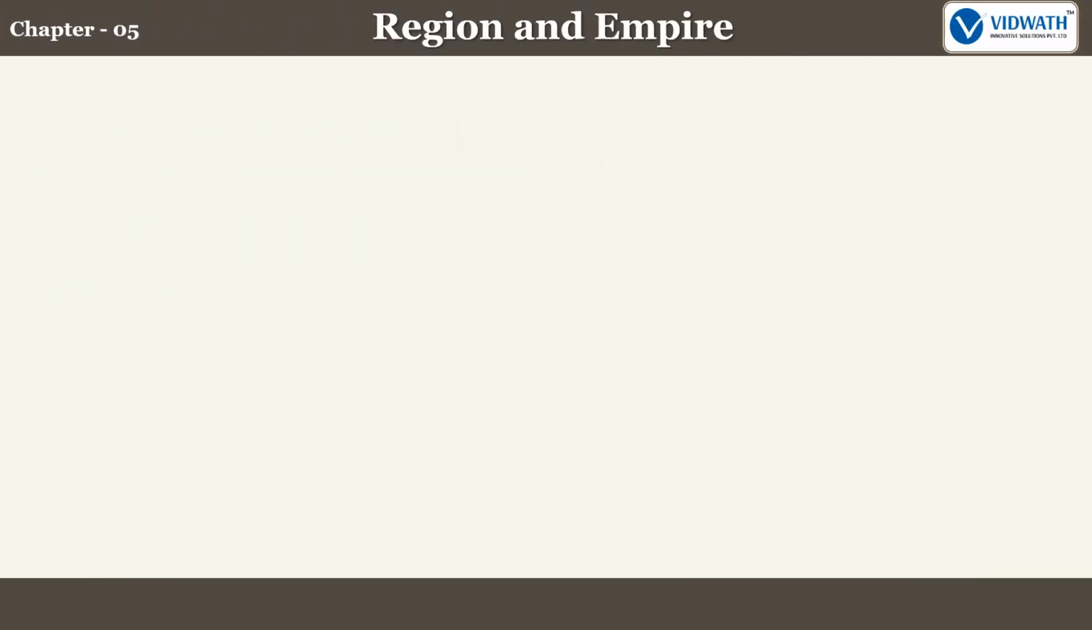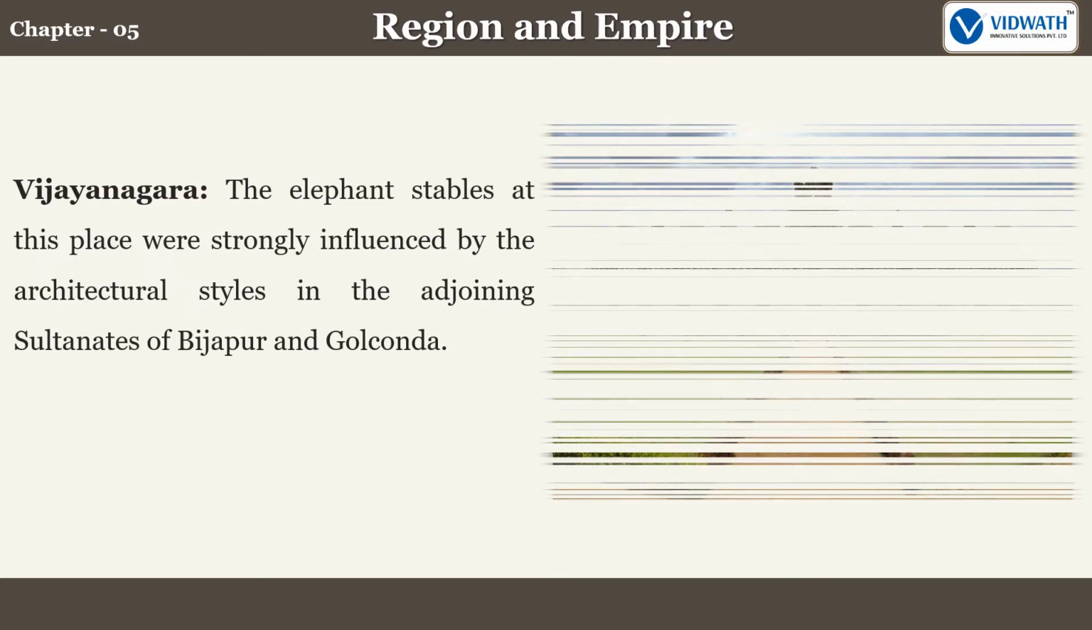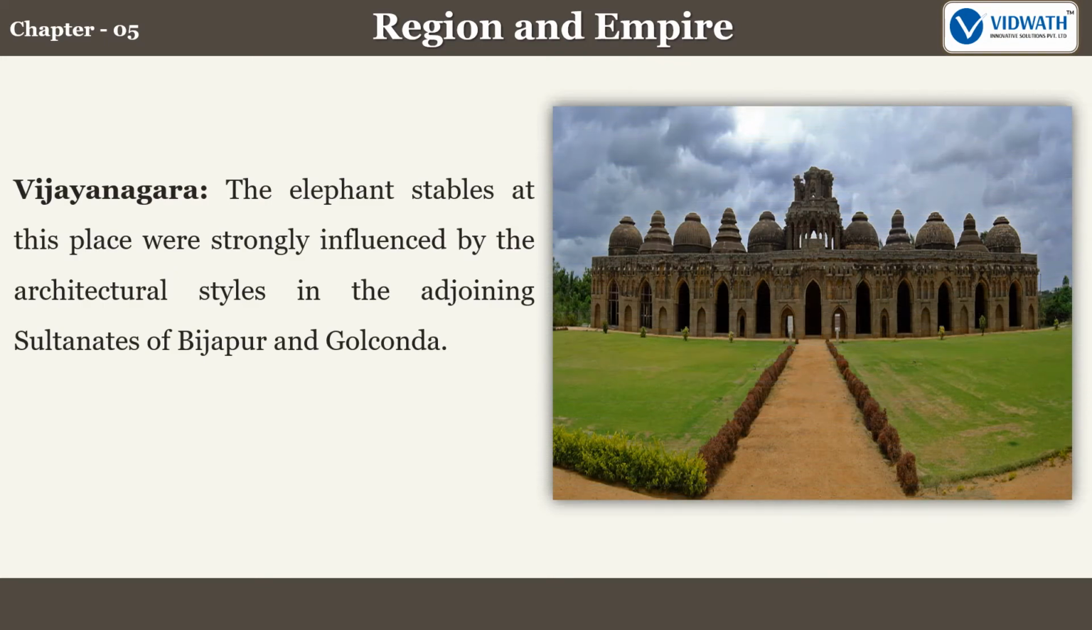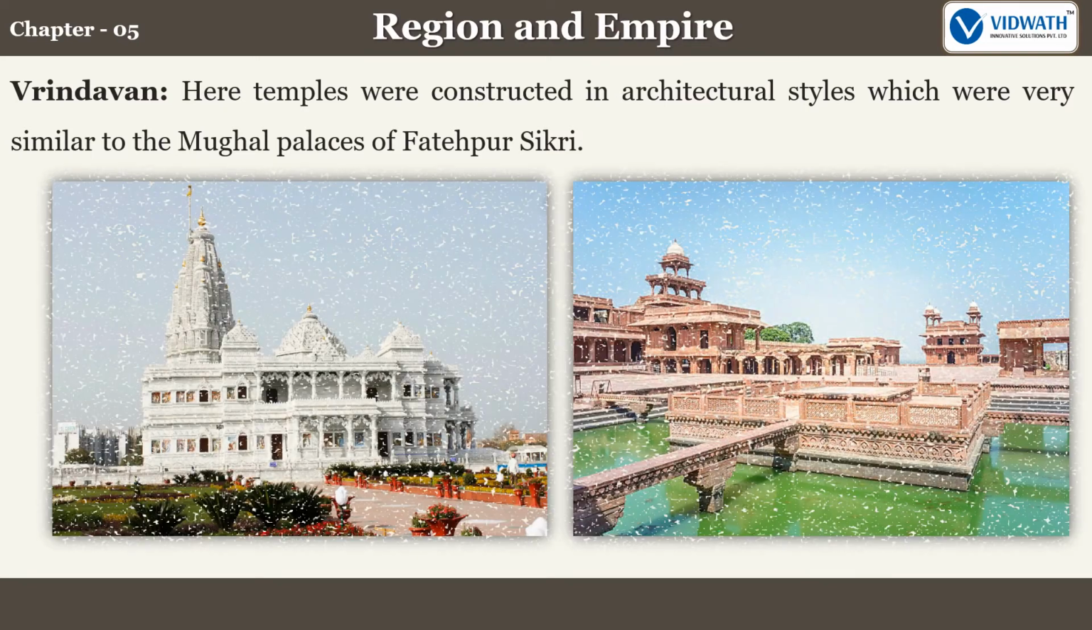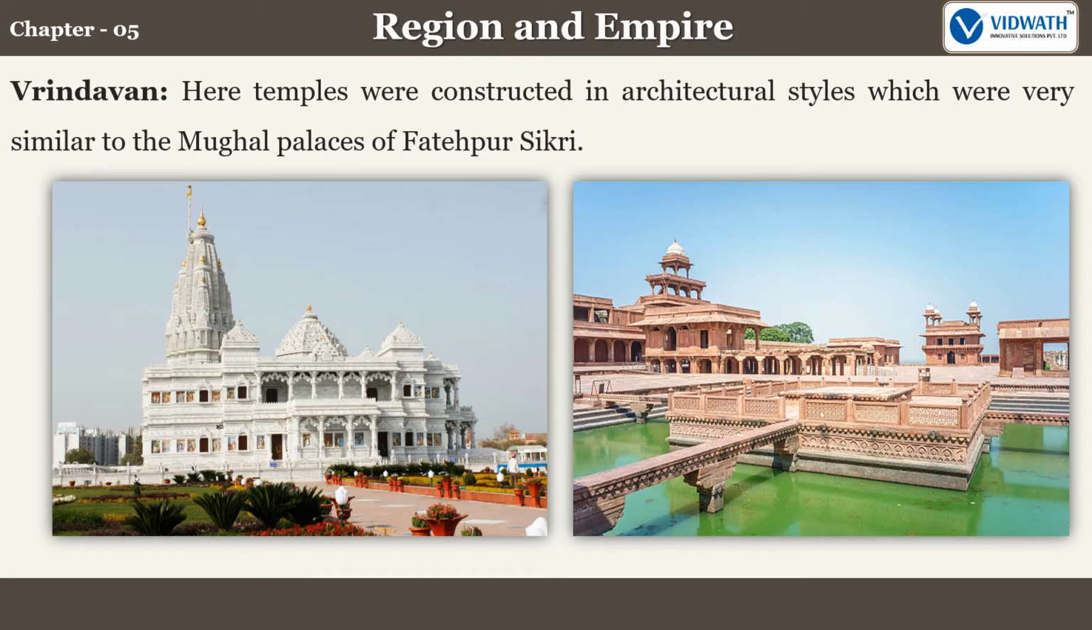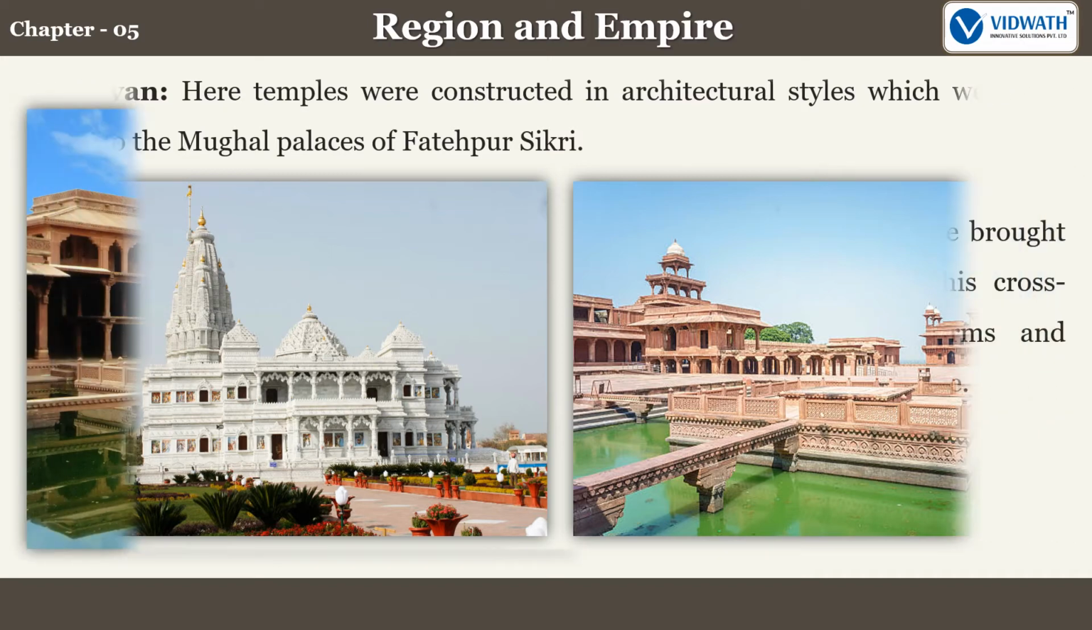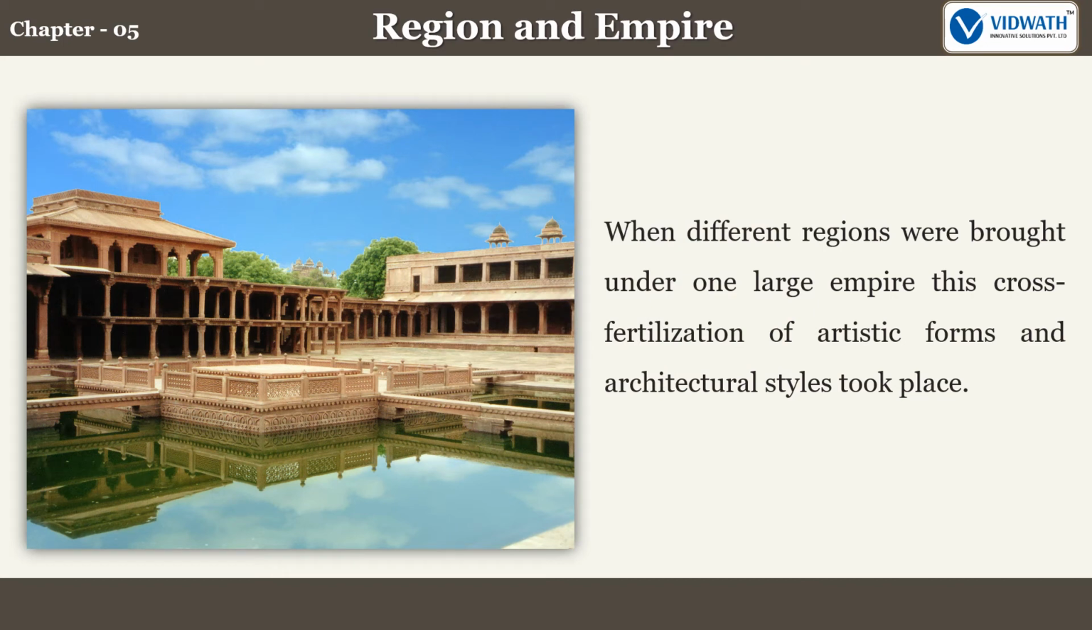Next is region and empire. Vijayanagara. The elephant stables at this place were strongly influenced by the architectural styles in the adjoining sultanates of Bijapur and Golconda. Vrindavan. Here, temples were constructed in architectural styles which were very similar to the Mughal palaces of Fatehpur Sikri. When different regions were brought under one large empire, this cross-fertilization of artistic forms and architectural styles took place.